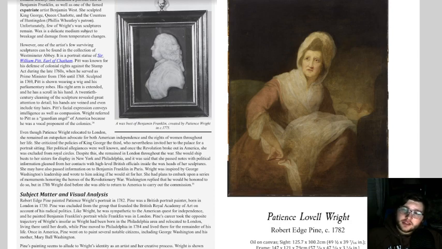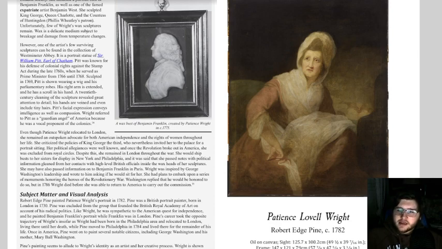Pitt was known for his defense of colonial rights against the Stamp Act during the late 1760s, when he served as prime minister from 1766 until 1768. Sculpted in 1769, Pitt is shown wearing a wig and his parliamentary robes. His right arm is extended, and he has a scroll in his hand. A 20th century cleaning of the sculpture revealed a great attention to detail.